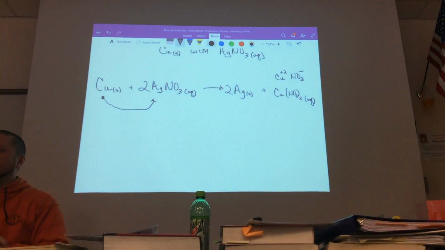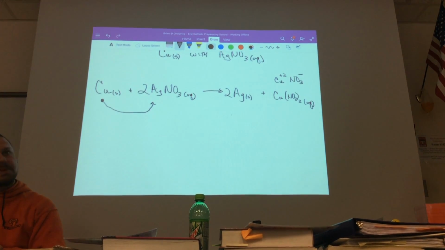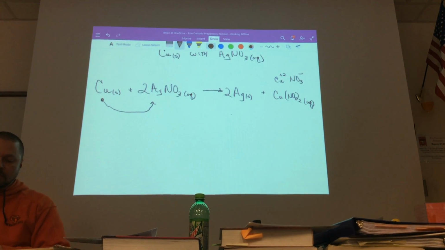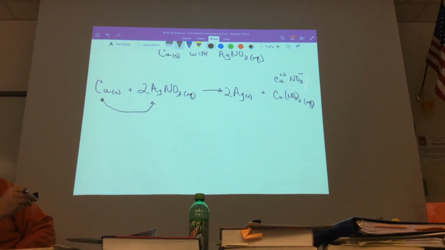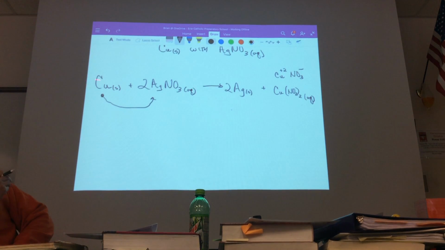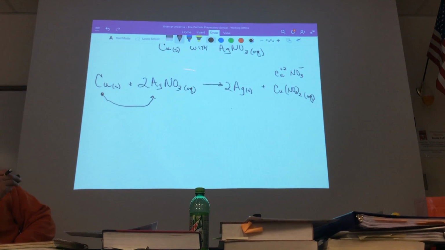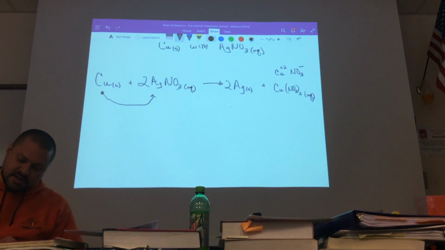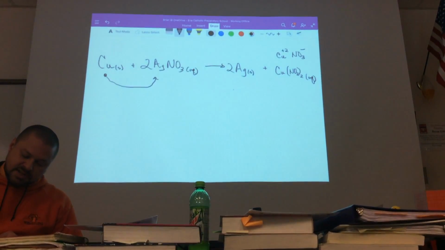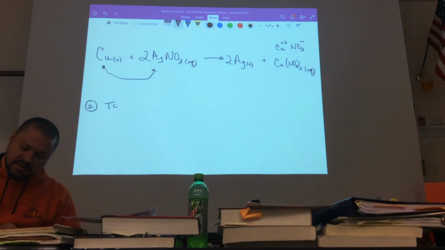Don't take shortcuts, write down your charges. So that's basically the same thing we did yesterday, only difference is instead of having aqueous, aqueous, solid, aqueous, I have solid, aqueous, solid, aqueous. I have not two things and two things, I've got one thing and one thing. All right, so my second equation is my total ionic equation.